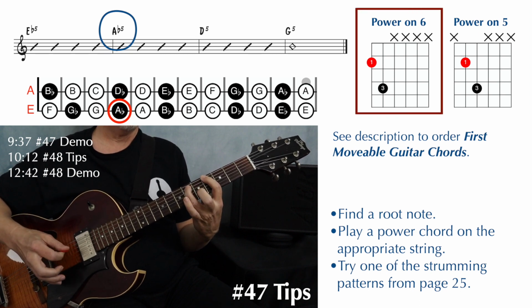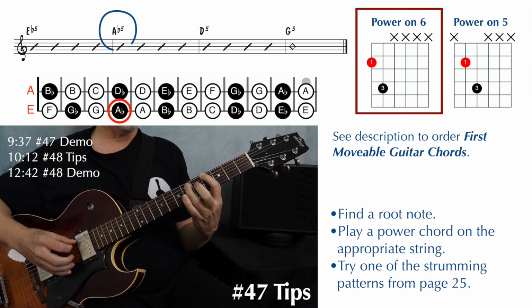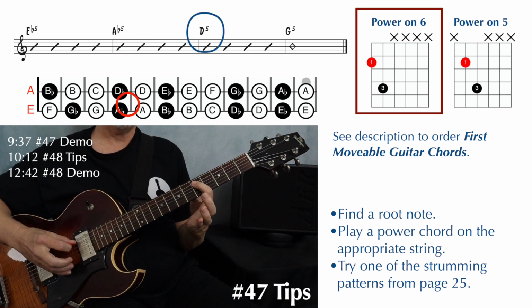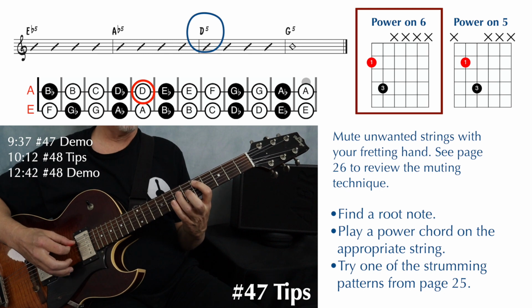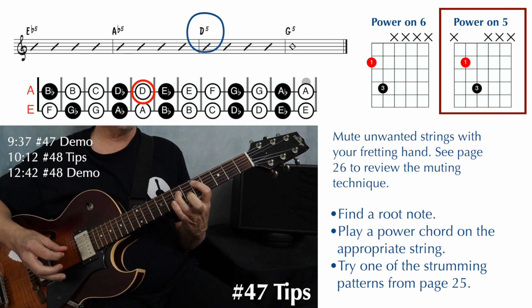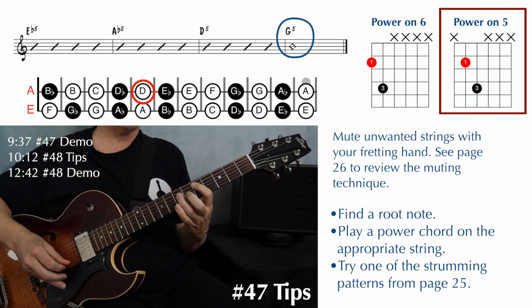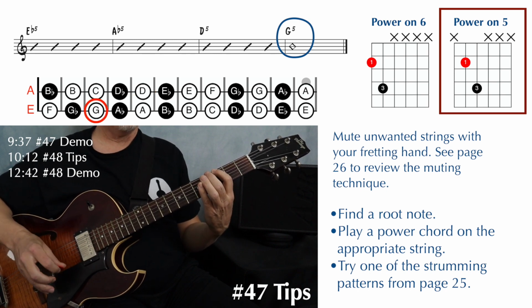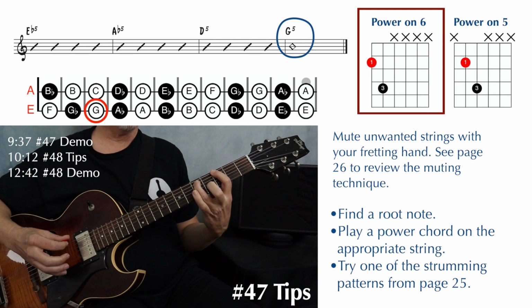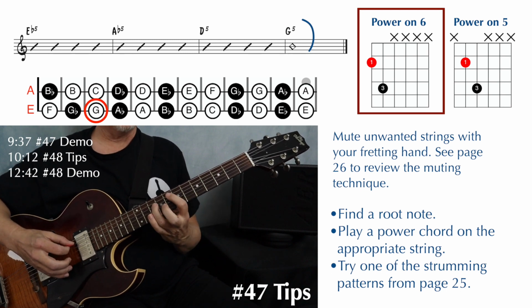There's our root, there's our power chord, and continuing the pattern, D5, our D root note is on the 5th string, 5th fret, so there's our root, there's our power chord, and then to the G5, the closest one is on string 6, fret 3. There's our root, there's our power chord. So here's our pattern.